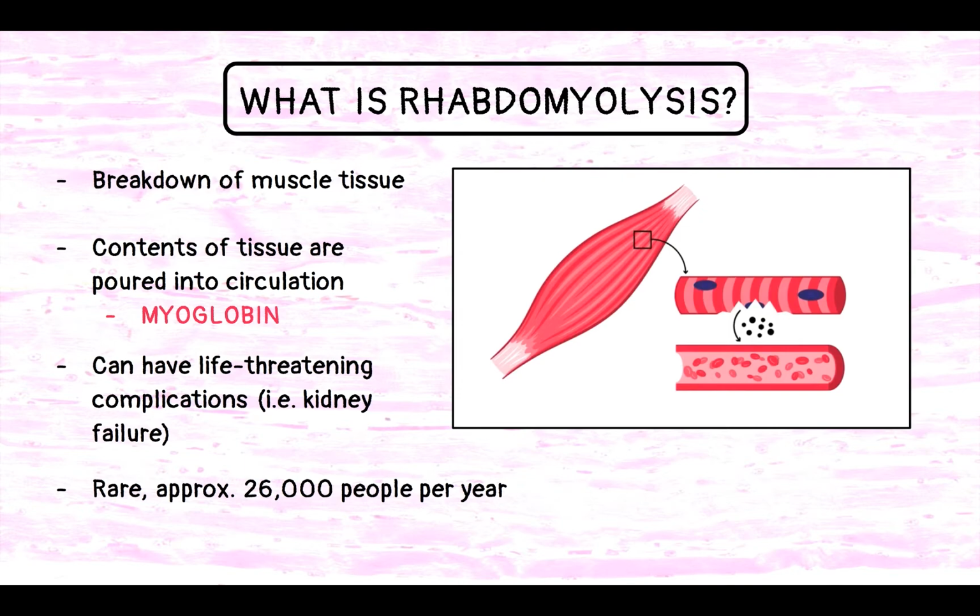The condition is generally rare. Approximately 26,000 people in the U.S. are diagnosed with rhabdomyolysis per year.